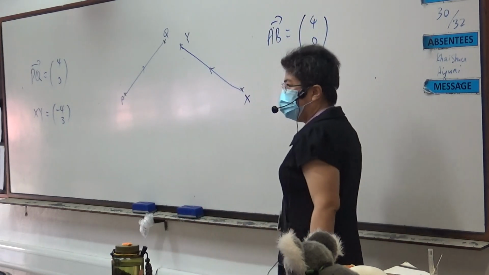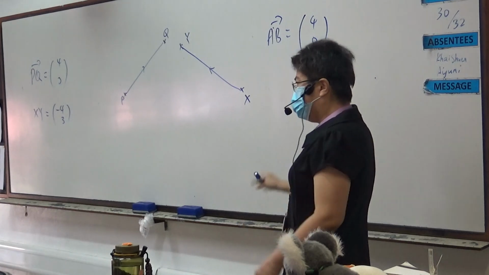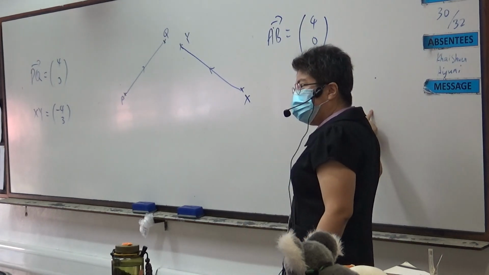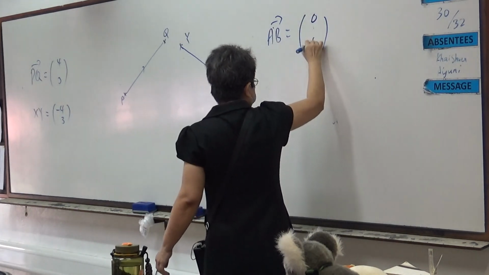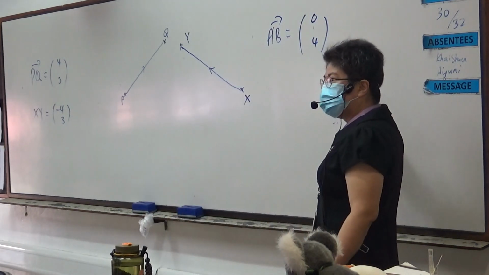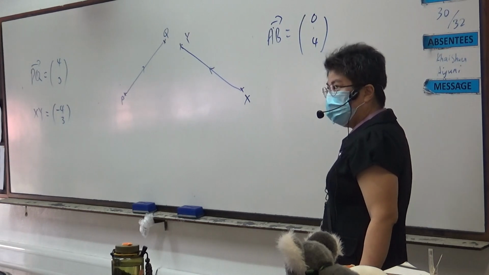What does this mean? Just like that. No going up, no going down. If I flip it, what does it mean? It means just go up. No left, right. Everybody clear?